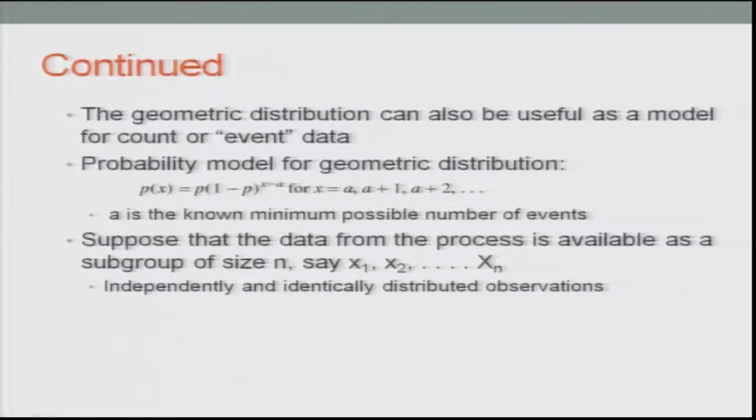where x would depend on the number of observations you are taking, and a can be 1, 2, 3; x can be a plus 1, a plus 2, a plus 3, depending on how you have framed the problem. Suppose that the data for the process is available as a subgroup of size n, and the observations are x1, x2, x3 till xn. They would be independently and identically distributed.